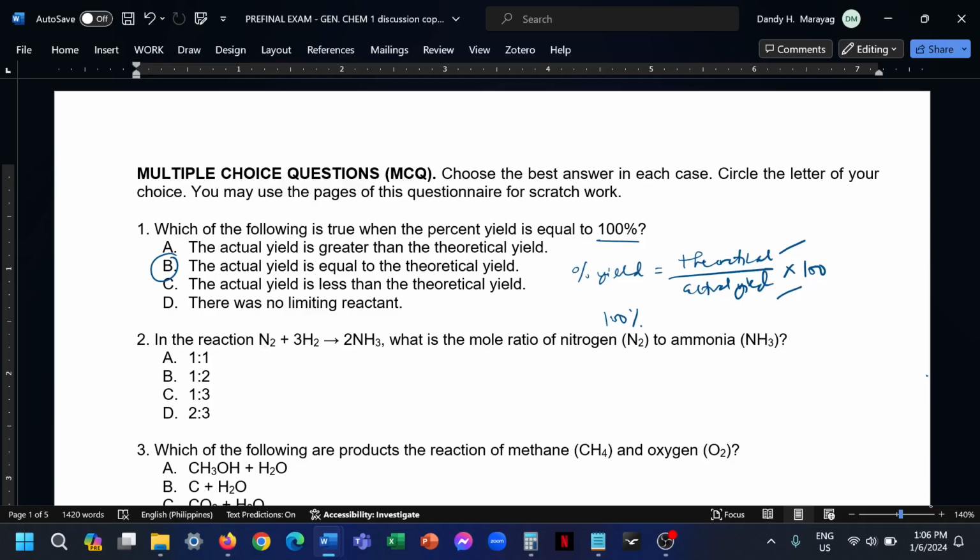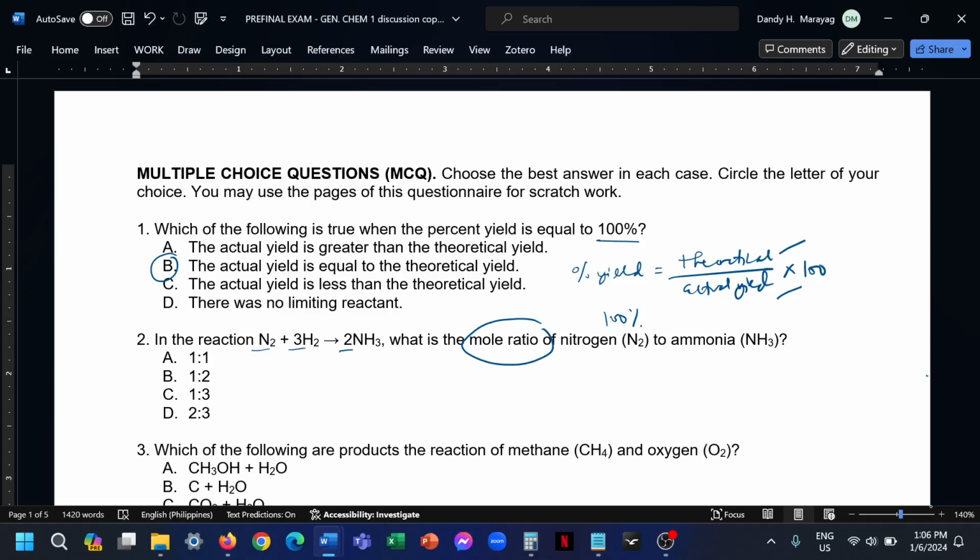Number two, in the reaction of N2 plus H2, what is the mole ratio or the molar ratio of N2 nitrogen gas to ammonia NH3? So the ratio can be observed on the coefficients on the balanced chemical equation.